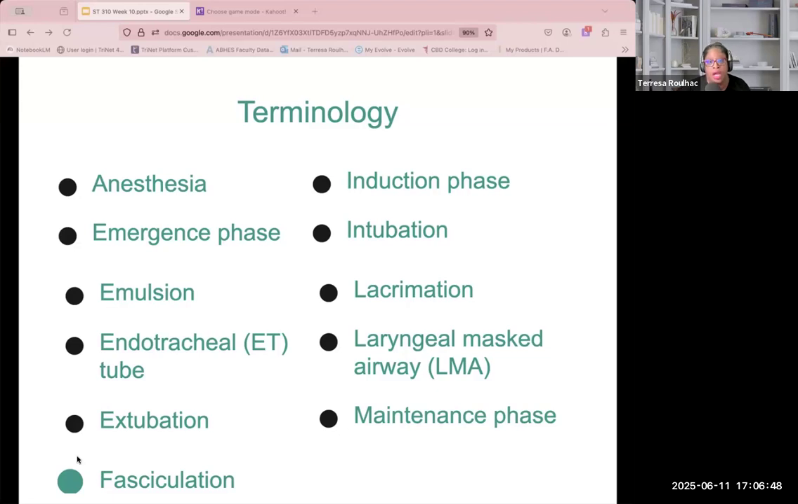Okay. Other things that you will hear: extubation. We do that a lot, removing the ET tube after use. Depending on the facility is when the patient will be extubated. Some go to recovery and get extubated. Some get extubated in the operating room. Lacrimation, tear production.